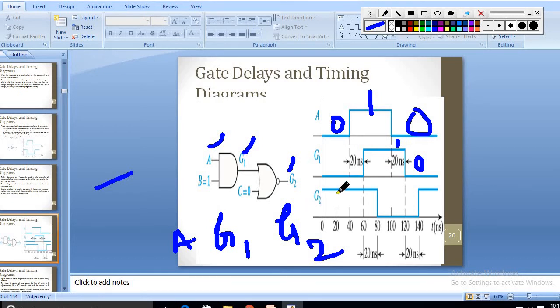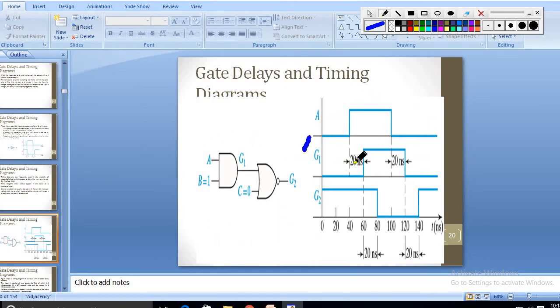So what is G2? G2 again is interlinked with G1. How exactly, we'll see. See here, this G1 is changing from 0 to 1. Don't confuse with this, I will tell. See here, it is changing from 0 to 1, right?